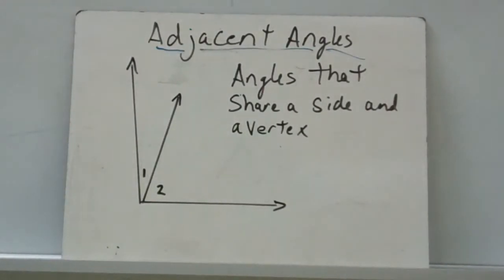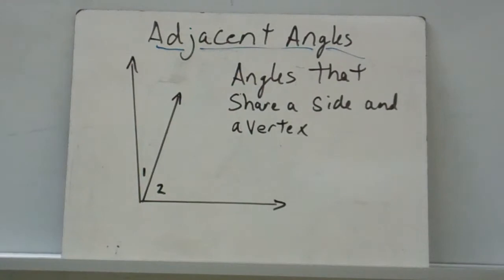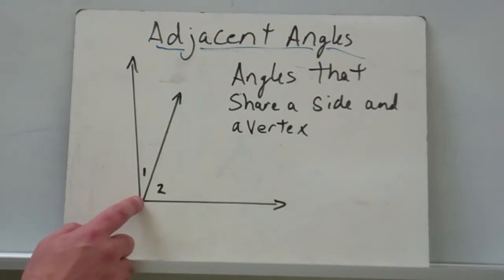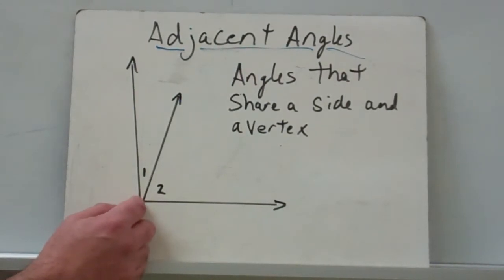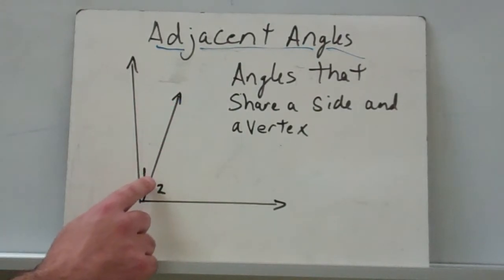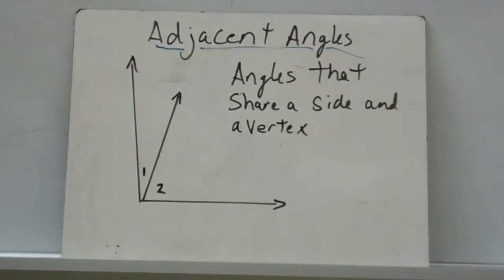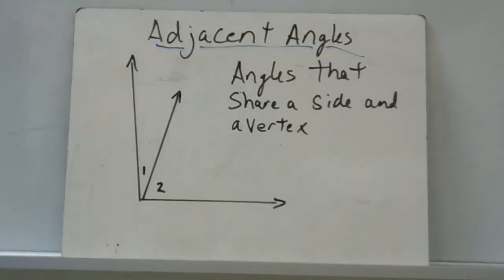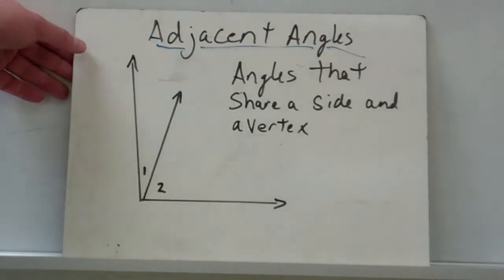What we may not be familiar with are called adjacent angles. And adjacent angles share the same side and a vertex. And you can see I have angles 1 and 2 here, and they both share the same vertex where they all come together down here, and they both share the side with this line right here that's coming up. So adjacent is a good vocab word to know. It means next to.